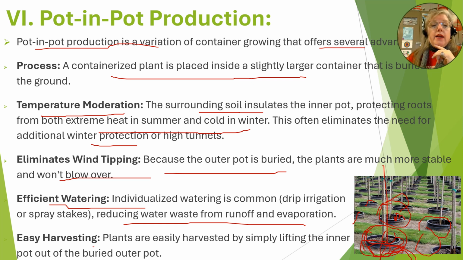And so you have very easy harvesting. These plants are harvested simply by lifting the inner container out of the buried pot, and then you can put another one in it to start growing and selling. You leave the outer, looks like they've made holes in the concrete, and then they put the pots in the concrete. Looks like that's one way to do it. There's more than one way, but that looks like a really good plan.